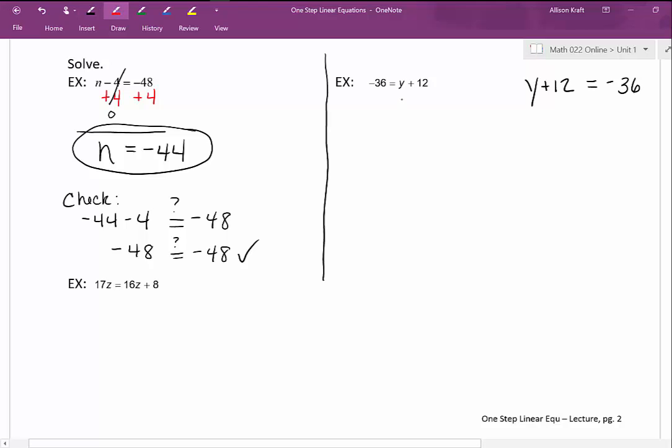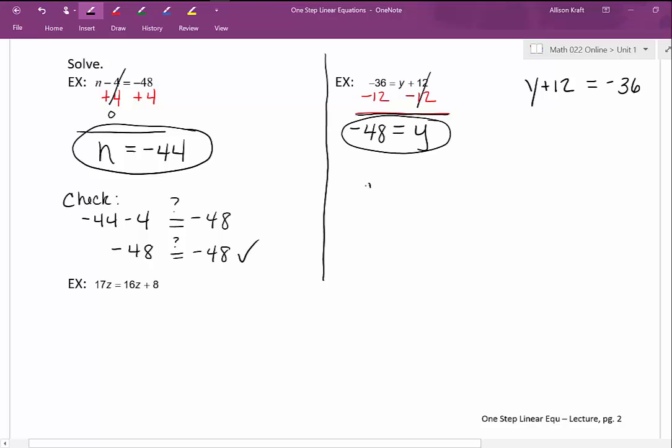To get the y all by itself, I need to get rid of this plus 12. I'm going to perform the opposite operation, and I'm going to subtract 12. To keep it legal, I got to do the exact same thing to the other side of the equation. On the right, those 12s are going to drop out because positive 12 minus 12 is 0, leaving me with just y. And on the left side, negative 36 minus 12 gives me negative 48.